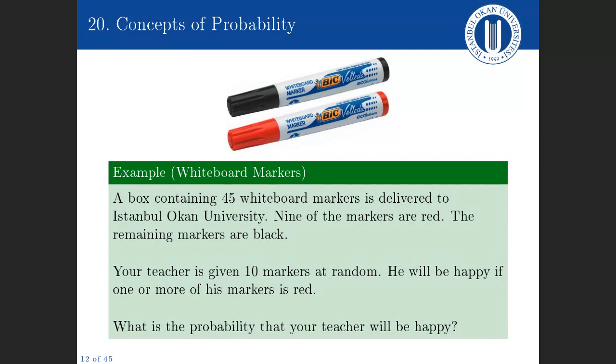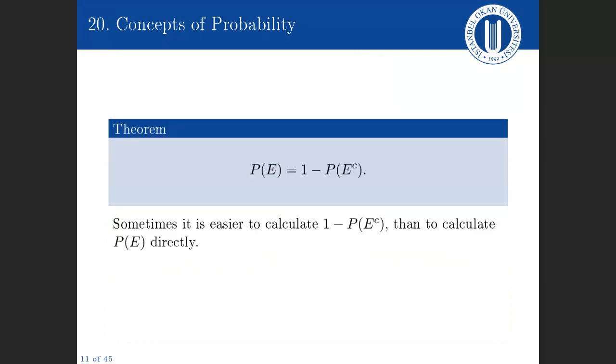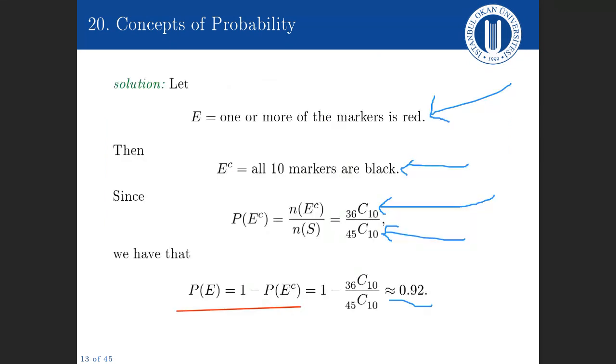And what we're going to do is use this formula. The probability of E is equal to 1 minus the probability of E complement. We want to know the probability that at least one of the markers is red. What we're actually going to do is calculate the probability that all 10 markers are black, and then we're going to do 1 minus this.